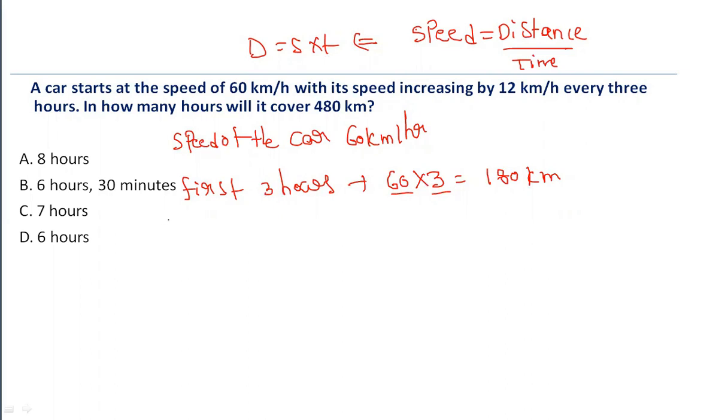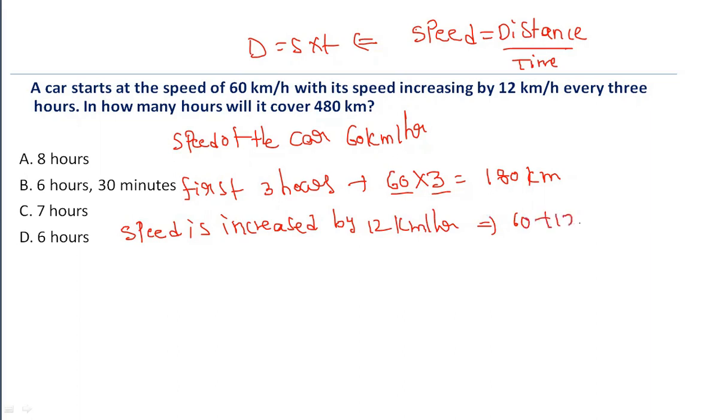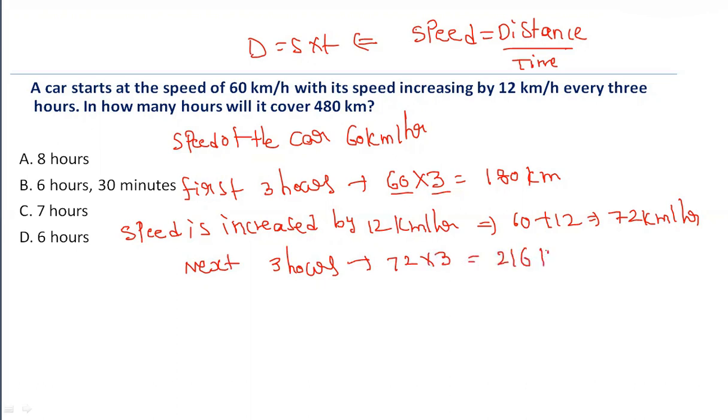Now, as per the condition they have mentioned, speed is increased by 12, right? So speed is increased by 12 kilometers per hour, which means the new speed will be 60 plus 12, which is equal to 72 kilometers per hour. Okay, so next 3 hours, the car will maintain the same speed of 72 kilometers per hour. So 72 into 3. How much is 72 into 3? It is nothing but 216 kilometers.